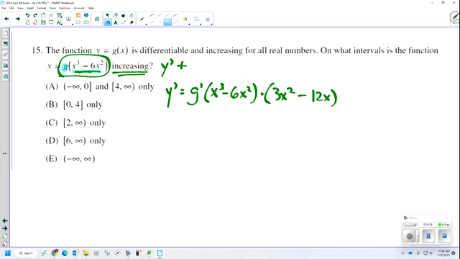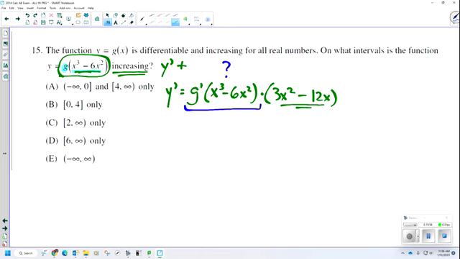All right. Now, I want to figure out where this is 0, put them on a number line, and figure out my positive and negative values for my first derivative. The problem is, I can set this equal to 0. That's easy. But what about this?